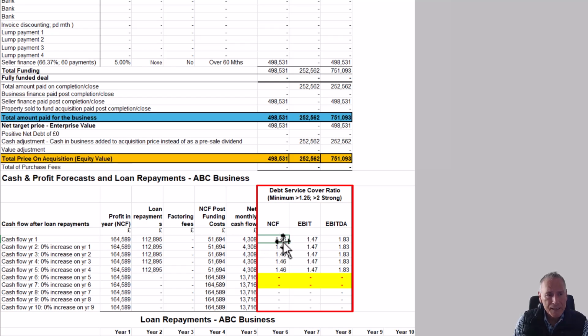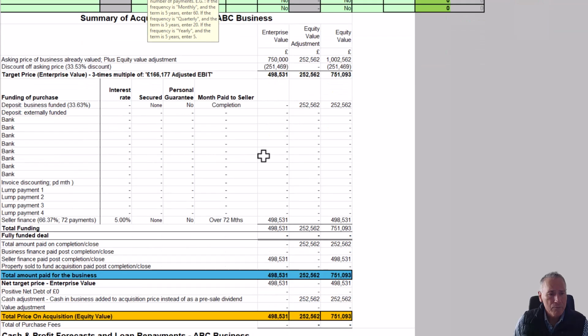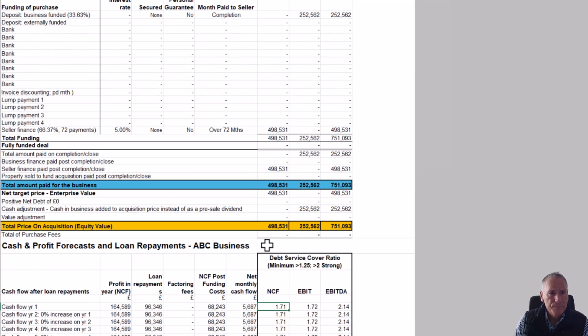And the easiest way to increase this in this example, if we keep with the same seller financing, is to increase the period over which that's paid. So let's take that up to 6 years or 72 months, and AcquiCalc will automatically recalculate that. So now your loan repayments have gone down to £96,000 a year, and your net cash flow after loan repayments has gone up to 68,000, and that's now just over 5,600 per month. And it's increased your debt service cover ratio to 1.71.